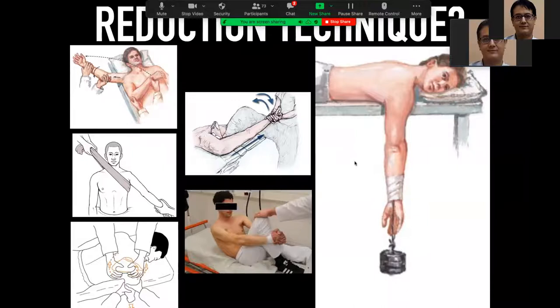Usually it relocates. There are certain patients who do not relocate, who are very tense and who have a lot of muscle spasm. We do take patients up under IVA. We've done patients under general anesthesia also, certain patients. That is not very common, but.